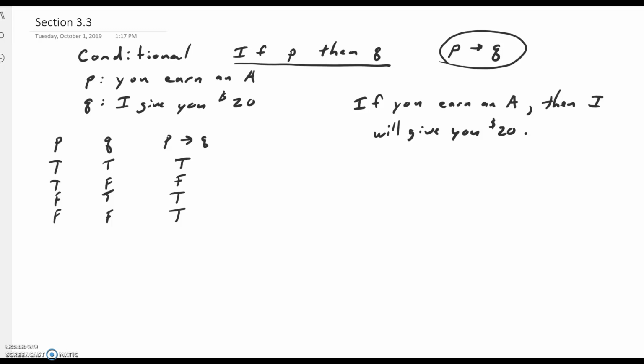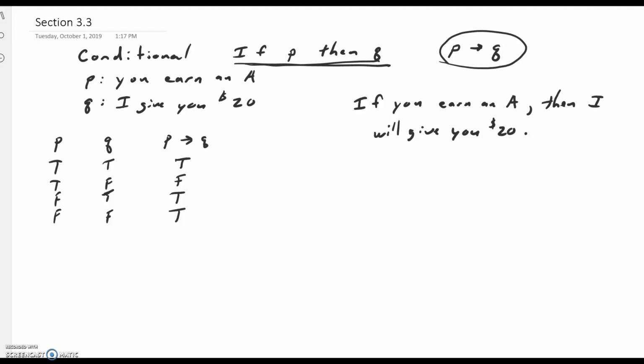How do we make sense that when P and Q are both true, this is true? When P is true and Q is false, it's false. And when P is false, it's true. How do we make sense out of that? What's going on there? One way to try to make sense out of it is to think of this if-then statement as a promise that you're making.